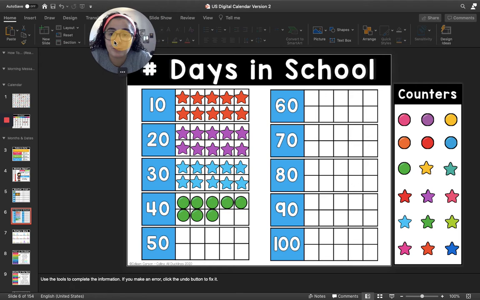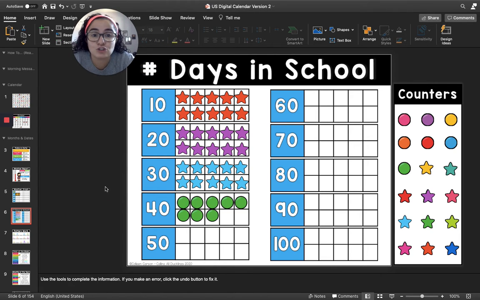All right, so we are going to count all of the number of days in school that we've had so far. Do you remember, how did we count the number of days in school last week? We started counting by tens last week, and we saw that it helped us count a lot quicker. And since we've had a lot of days in school, I would like to try counting by tens again. What do you think? Can we do that?